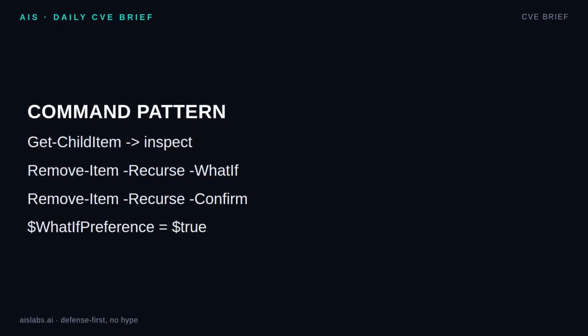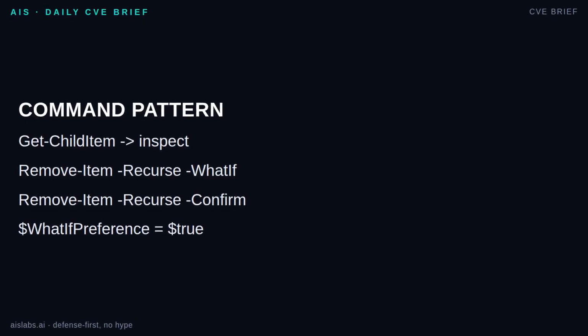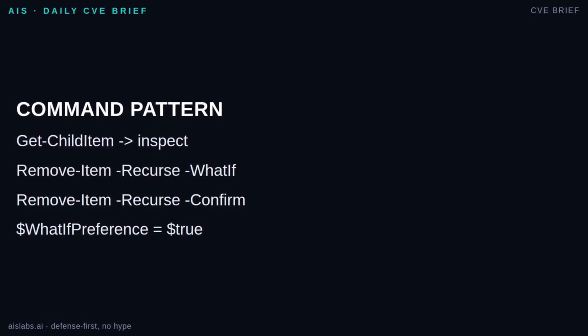Start with the target list. For files, use Get-ChildItem -Path $path -Recurse and inspect count, full names, and dates. Then, rehearse the destructive step. Remove-Item -Path $path -Recurse -WhatIf. If the output names anything surprising, stop. Fix the selection, not the delete command.